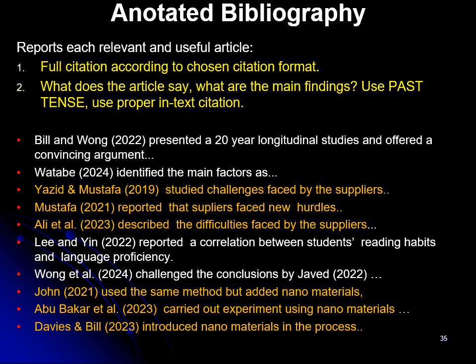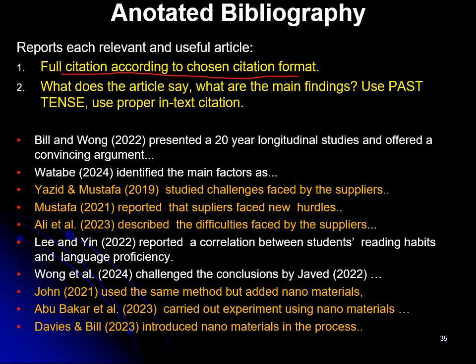So how to do the annotated bibliography? First, you write the full citation according to the chosen citation format. If you intend to use author year, maybe you use Harvard format or APA format, then you make a full citation of that particular article.